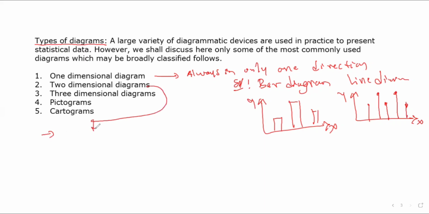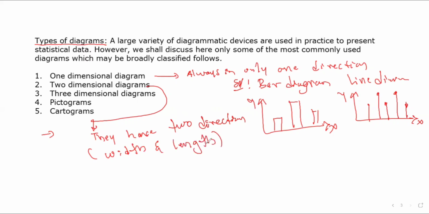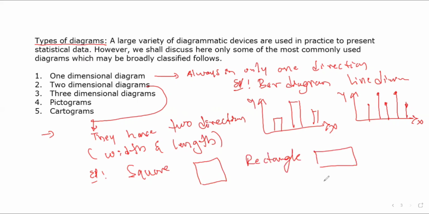They have two directions. What are those directions? One is width, and the other is length. We also call it height, as well as width and length. For example, a square, a rectangle. Likewise, we have two-dimensional diagrams.